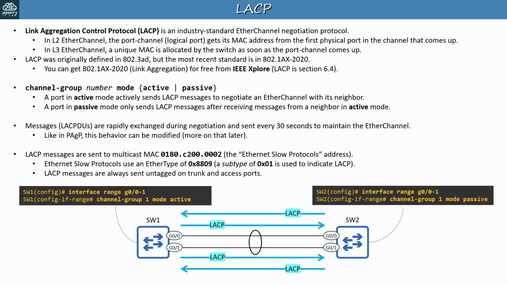LACP messages are always sent untagged on trunk ports, and of course on access ports too. This is regardless of native VLAN and allowed VLAN configurations. Think back to the previous video on PAgP. On a trunk link, PAgP will send its messages either untagged or tagged in VLAN 1, depending on the native VLAN configuration. For LACP, it's always untagged.